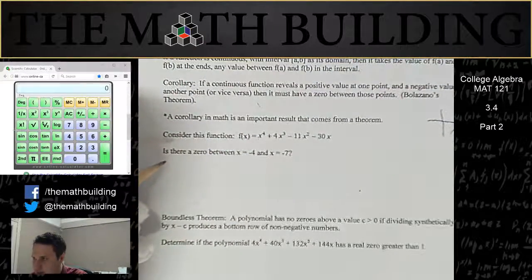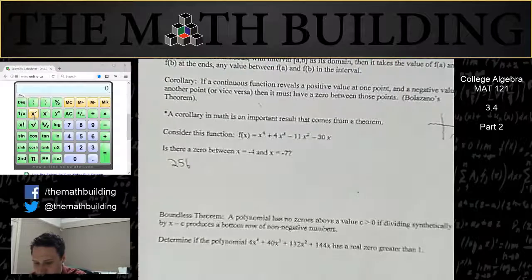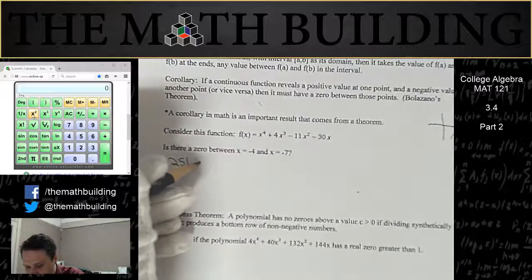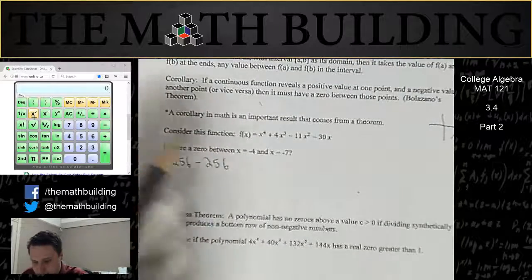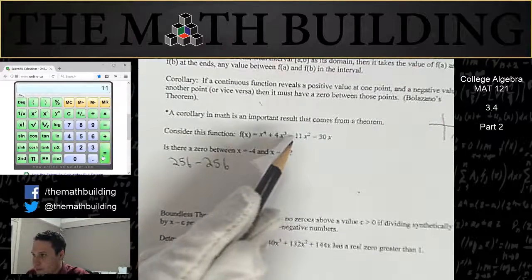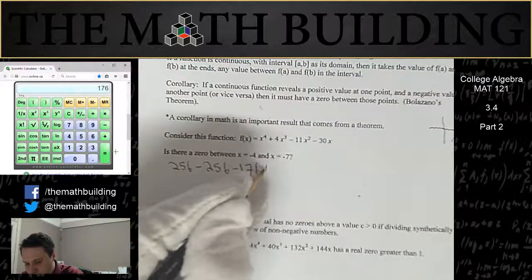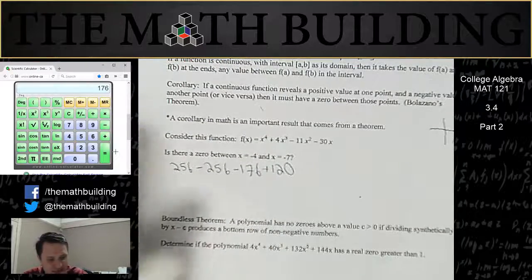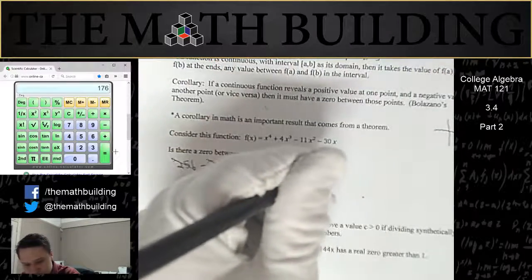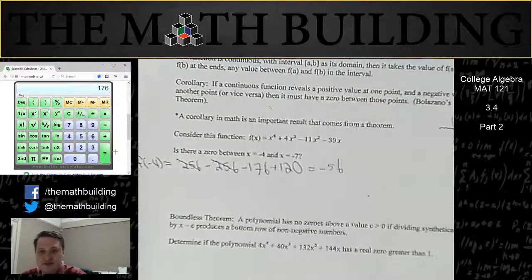-4 times -4 times -4 times -4 is 256. Then -4 times -4 times -4 will be -64, times 4 is -256. 4 times 4 is 16. 16 times 11 is 176, so that'll be -176. And then 30 times 4 is +120. If we add that all up, this cancels with this. -176 plus 120 is equal to -56. That's f of -4, plugging -4 into the function.